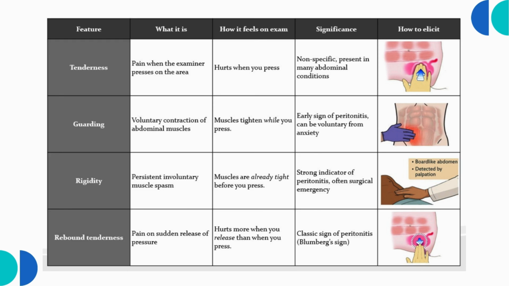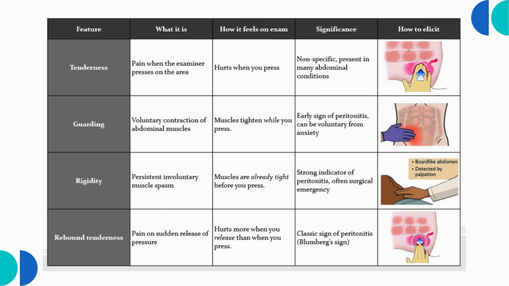Next is guarding. This is a voluntary contraction of the abdominal muscles. It happens while you are pressing, often because the patient is anxious or in pain. You will notice the abdominal wall tightening under your hand. Clinically, guarding may suggest an early sign of peritonitis. But remember, it can also be due to anxiety, so you must interpret it carefully. To test it, place your hand gently on the abdomen and press. You will feel the muscles stiffen while you apply pressure.